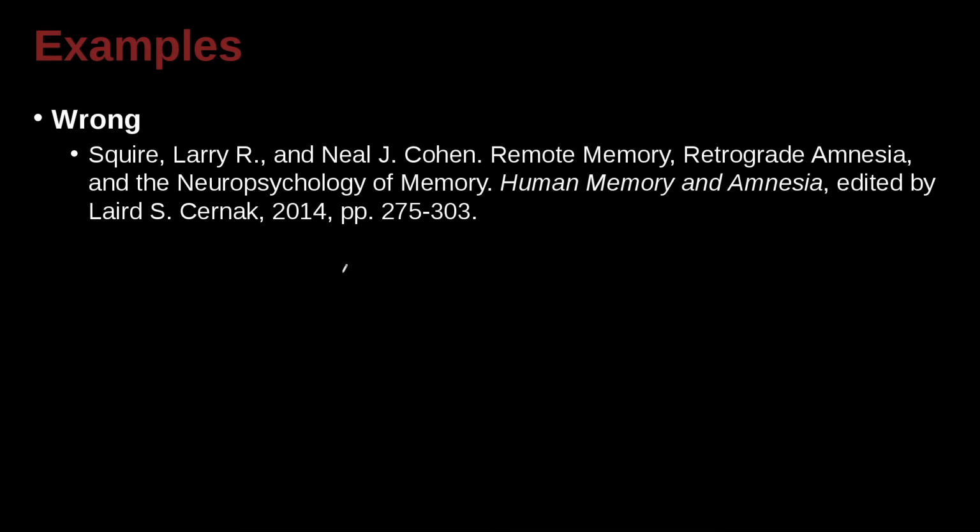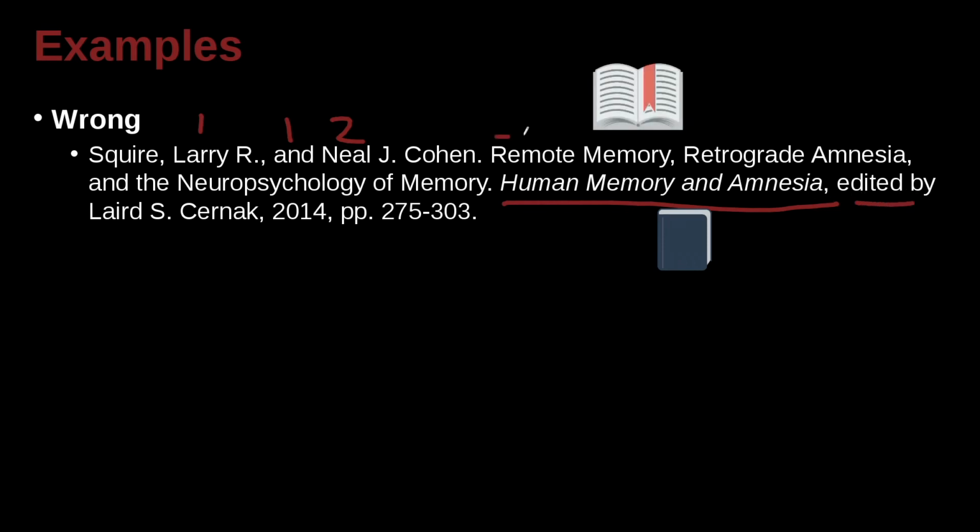Squire, Larry R., and Neil J. Cohn. So once again, we've got the first author, the second author. I like this little example, very neat. We use the A and D, and we have two authors, not three, so we can write them out. Remote Memory, Retrograde Amnesia, and Neuropsychology of Memory, Human Memory and Amnesia. This looks like a journal title. No, this is a book, I see. It's edited by someone, and this must be a chapter inside the book.